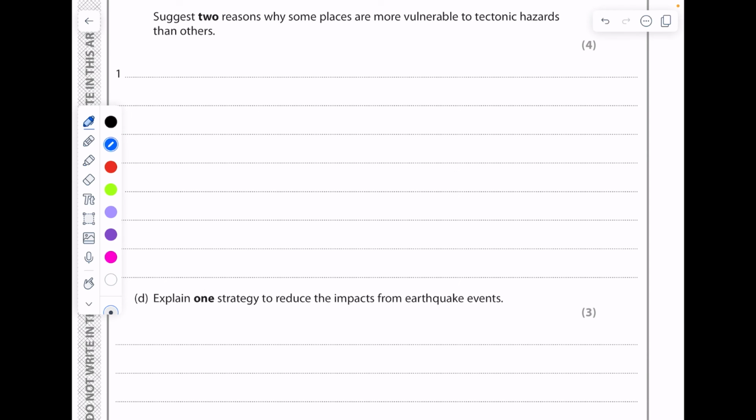Suggest two reasons why some places are more vulnerable to tectonic hazards compared with others. So obviously the closeness or proximity to a plate boundary: the closer you are, the higher the chance of experiencing an earthquake hazard. And then population size and population density is also going to be important, because where people are more densely living together, they're more vulnerable to hazards such as earthquakes and buildings and infrastructure collapsing on them.